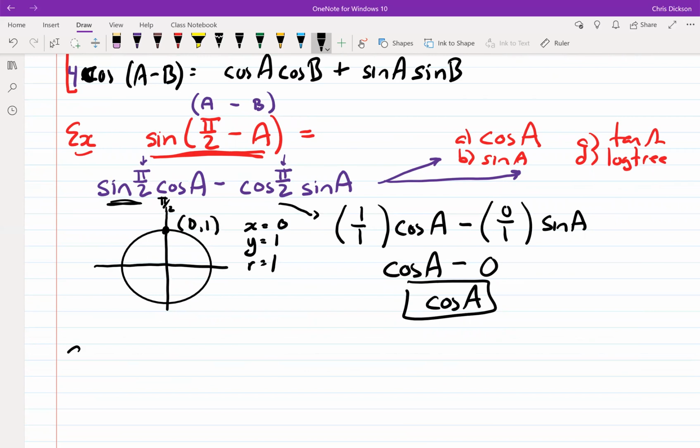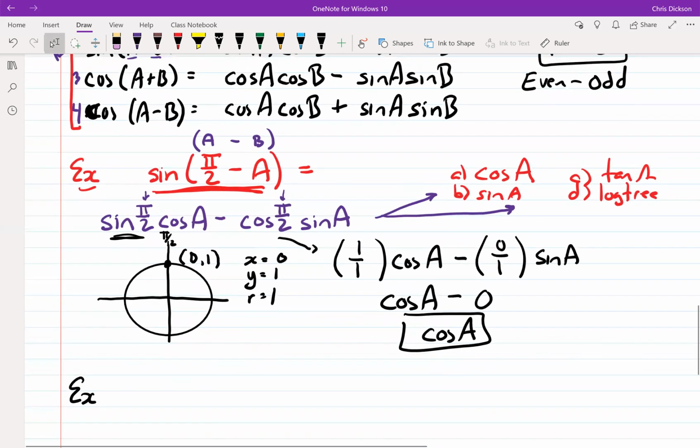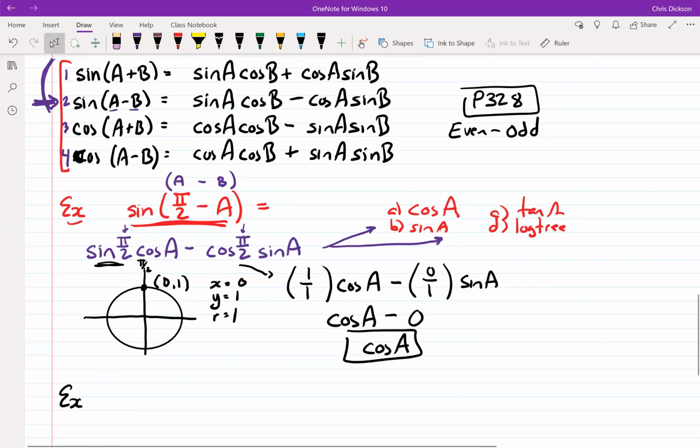Okay, so let's try one very similar to that and see how you fare on that one. Why don't you try this one on your own? And once again, I'll scroll up so you can see those 4 identities. Hopefully you can see that. You might want to write them down because I'm going to scroll and you won't be able to see them.